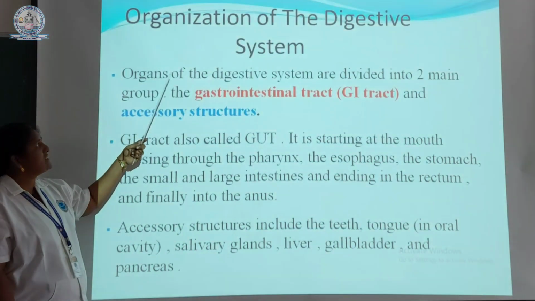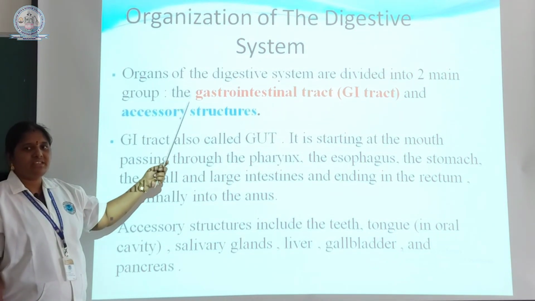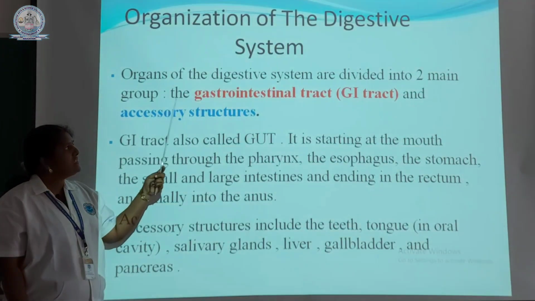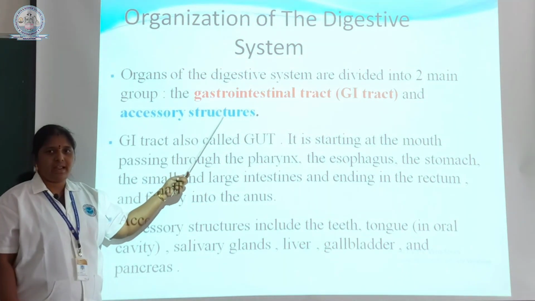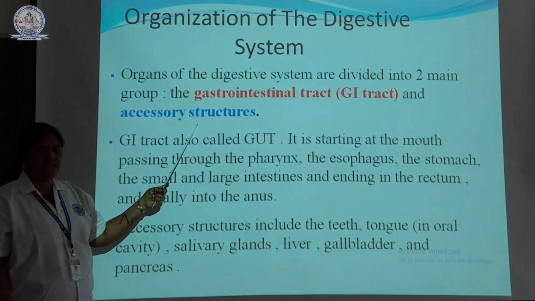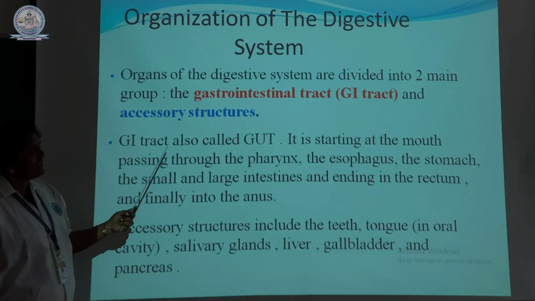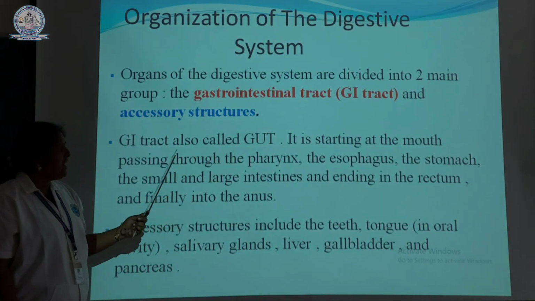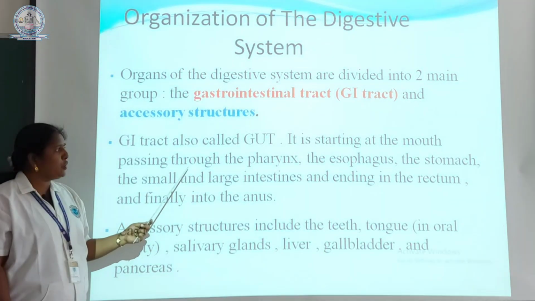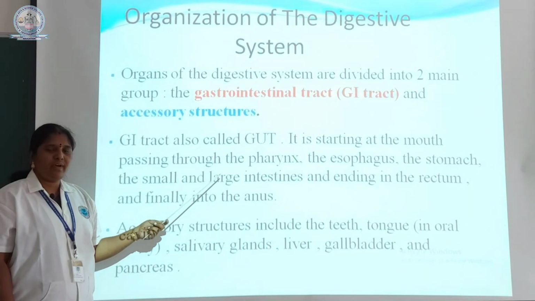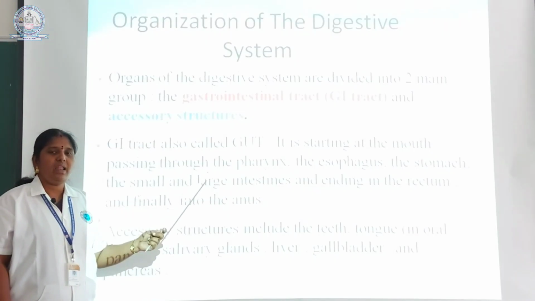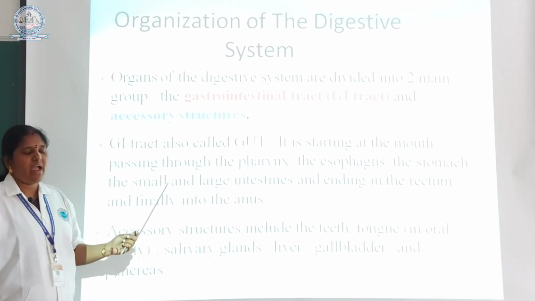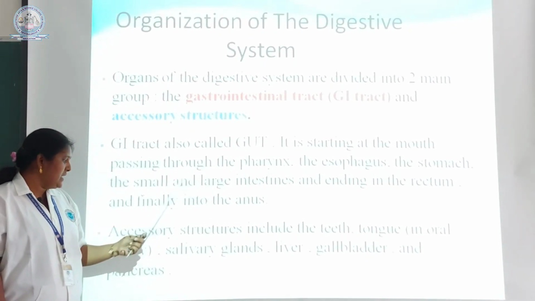Organization of the digestive system. The organs of the digestive system are divided into two groups: one is the gastrointestinal tract and the other is accessory structures. First, the gastrointestinal tract, also called the gut. It starts at the mouth, passes through the pharynx, esophagus, stomach, small and large intestine, and ends in the rectum and finally the anus.